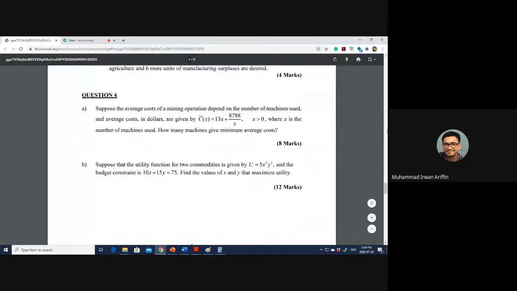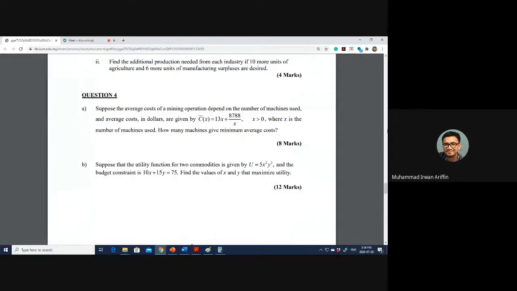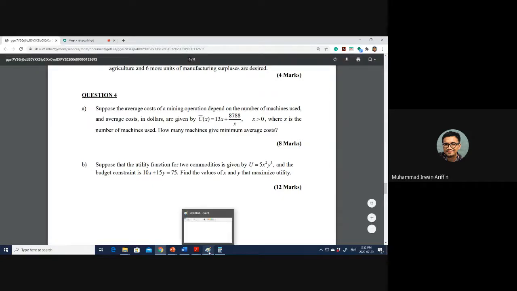We have an optimization problem here. The question says that suppose the average cost of a mining operation depends on the number of machines used, and the average cost in dollars is given by this function C bar X equals 13X plus 8,788 divided by X, where X is the number of machines used. So logically, X must be greater than 0. How many machines would give minimum average cost? 8 marks. So let's try to do this question together.